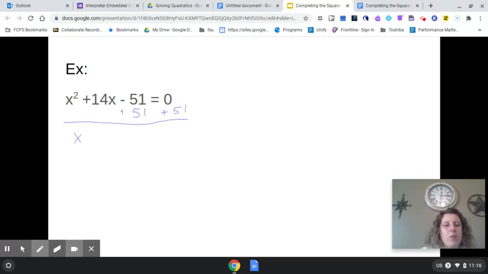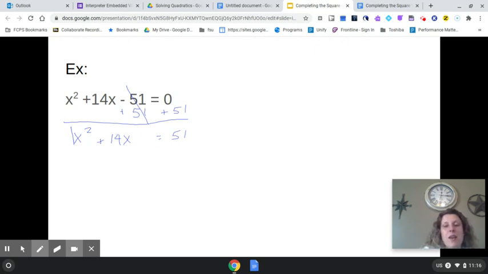We get x squared plus 14x equals 51. Our next step is we divide by the lead coefficient. Our lead coefficient is 1. So if we were to divide everything through by 1, it's not actually going to change this equation at all. So we don't need to do that step.